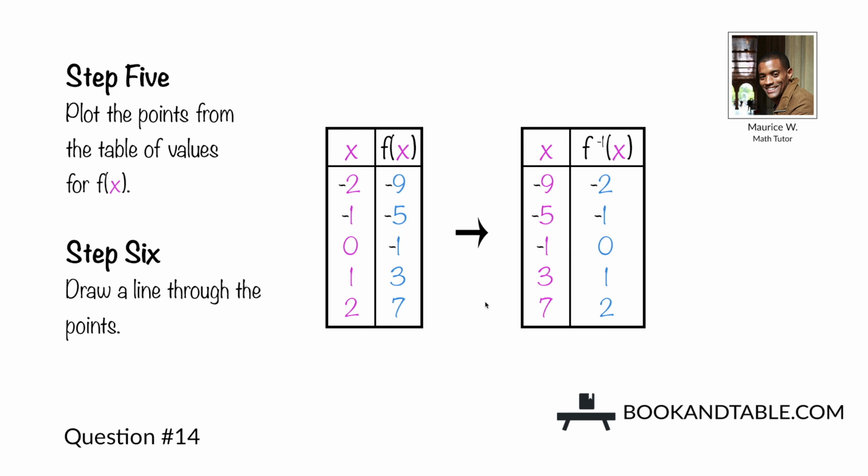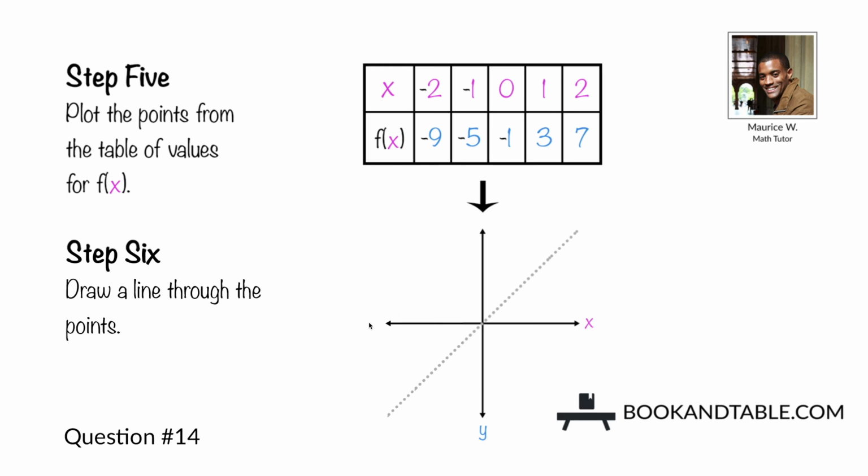And now we can begin sketching each function. So we'll plot the points from the table of values for f of x on a coordinate plane. Now for this function, I'm going to plot these 4 points because negative 9 won't fit on this coordinate plane with the scale I'll be using.